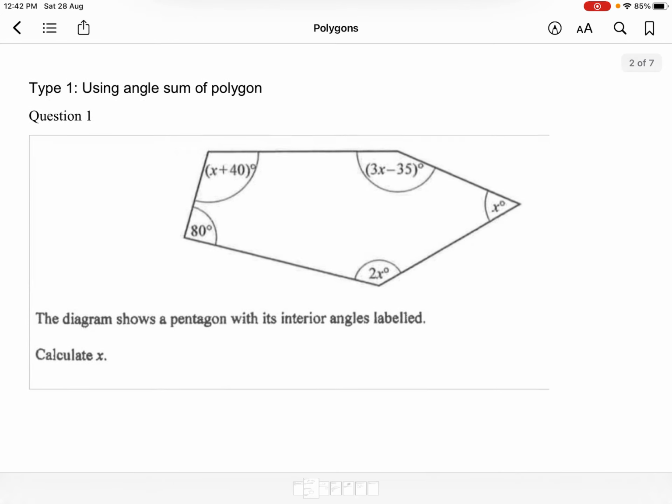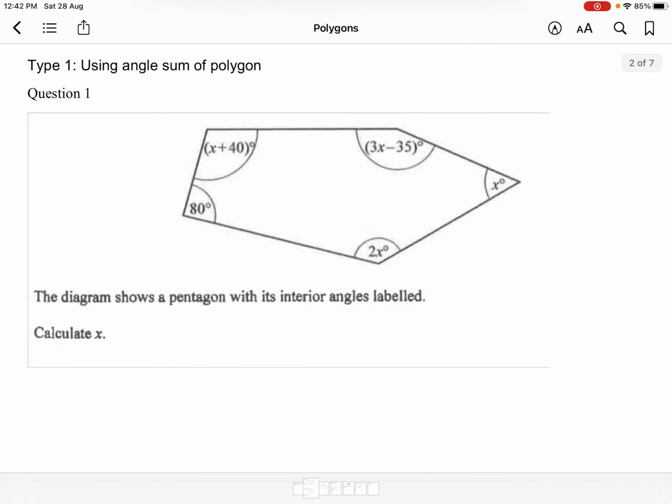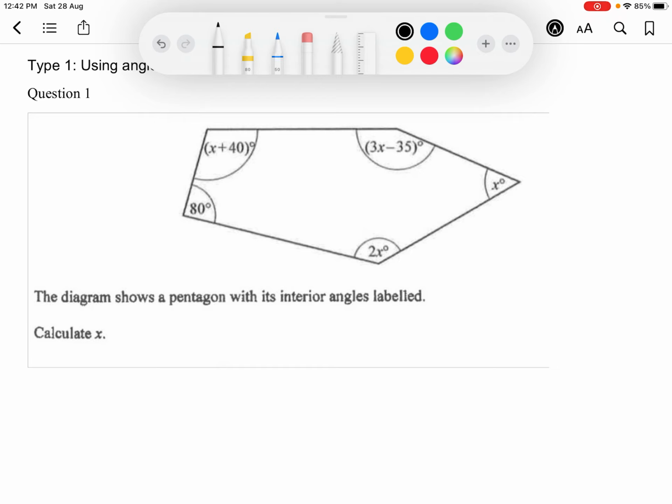Given this picture over here, we have the following pentagon, with its interior angles labeled. They want us to find the value of x.